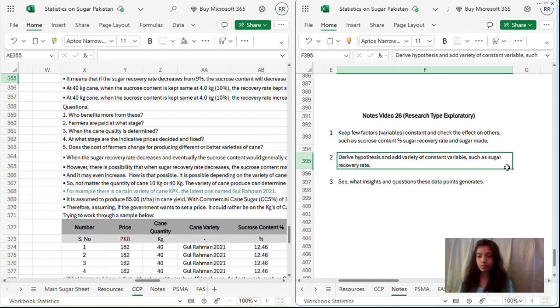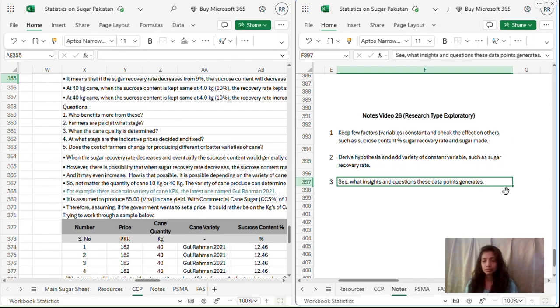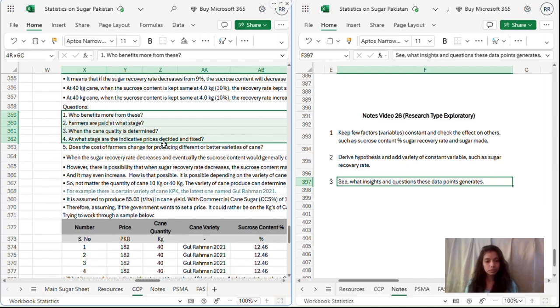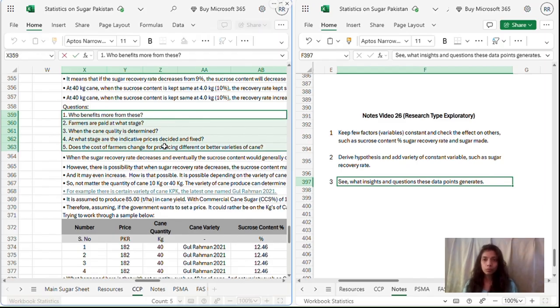Then you derive hypotheses, keep a variable constant such as sugar recovery rate, and then you add different variables to see if the result changes. See what insights and questions these data points generate. So this was the data point, and these were the questions that were generated. There could perhaps have been better questions. With increased knowledge, you tend to ask better questions.